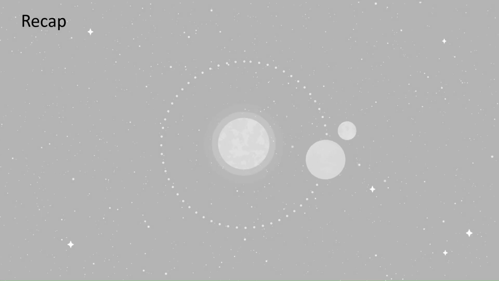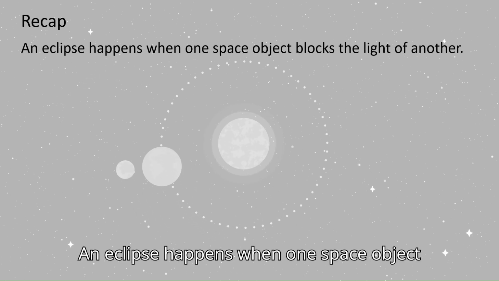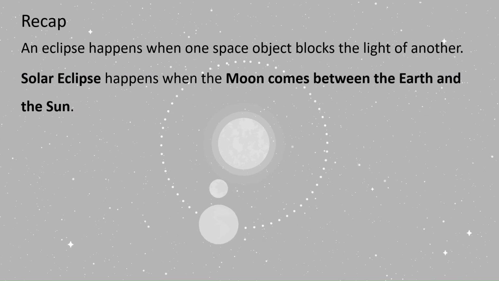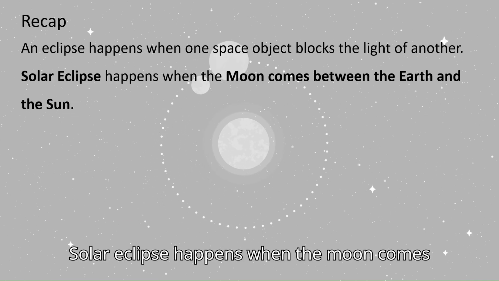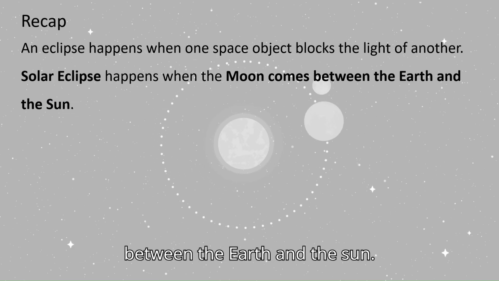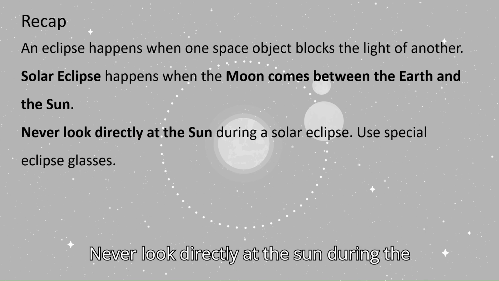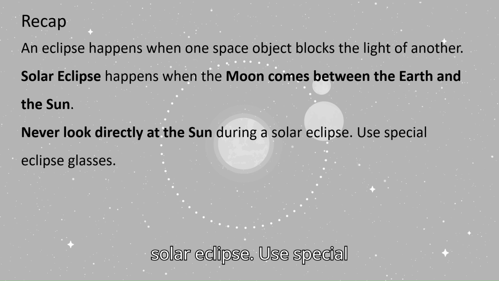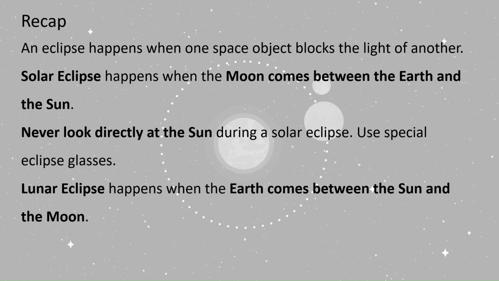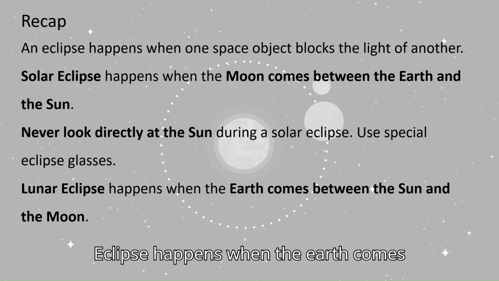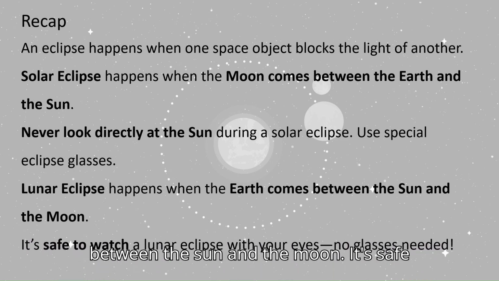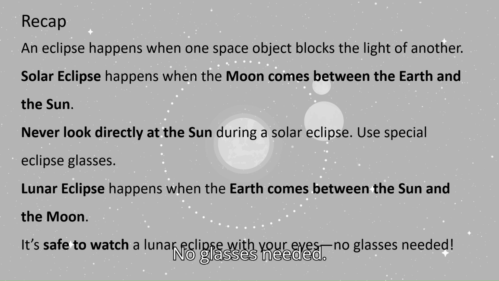Let's recap. An eclipse happens when one space object blocks the light of another. Solar eclipse happens when the moon comes between the earth and the sun. Never look directly at the sun during the solar eclipse. Use special eclipse glasses. Lunar eclipse happens when the earth comes between the sun and the moon. It's safe to watch a lunar eclipse with your eyes, no glasses needed.